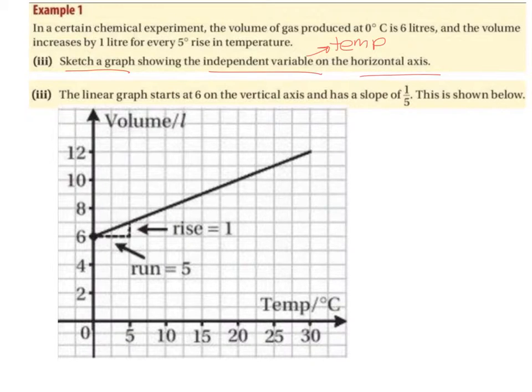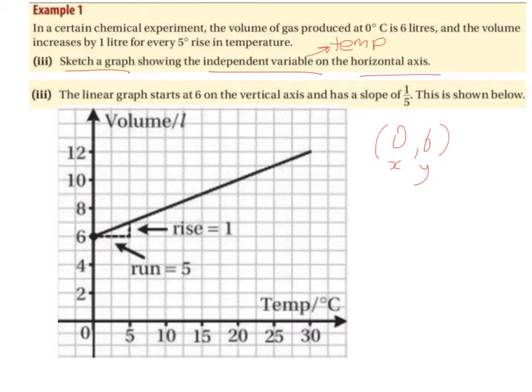There's no rule as such as to how far we go up on our x and y axis, but I'm drawing out our x-axis in steps of 5. So 5, 10, 15, 20, 25, 30. And our y-axis in steps of 2. So 2, 4, 6, 8, 10, 12. We're told that the volume of gas produced at 0 degrees Celsius is 6 litres, so we have to go to 0, 6 and plot our first point.